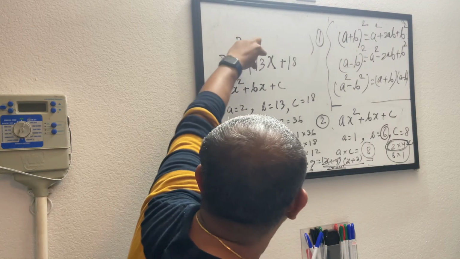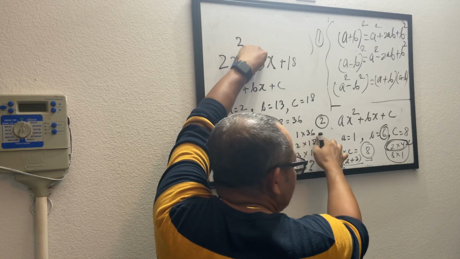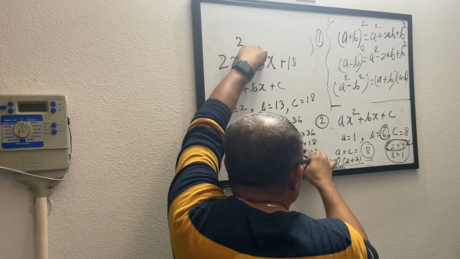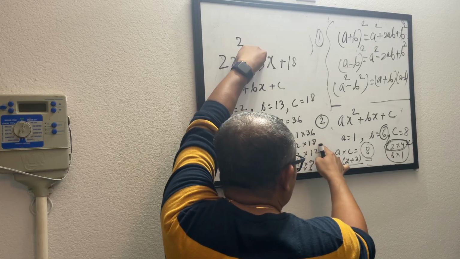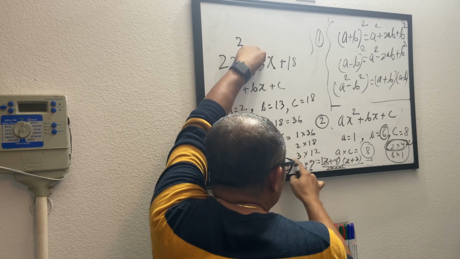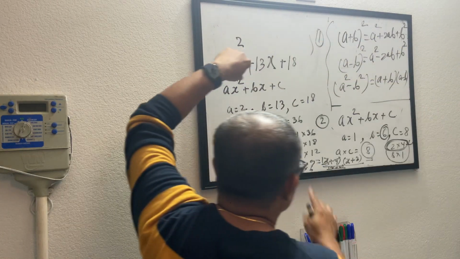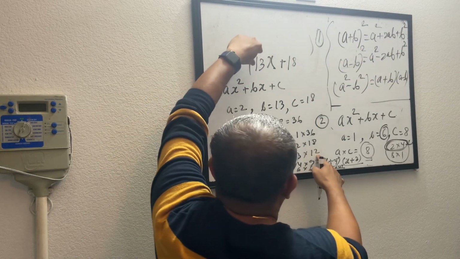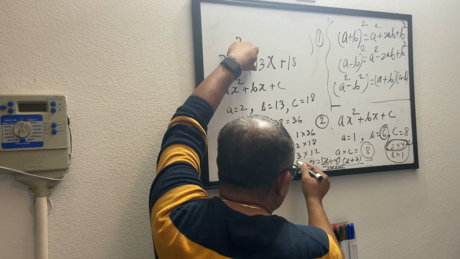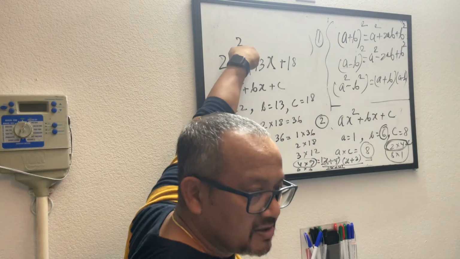I have to get a total of 13. 1 and 36 will never give me 13, be it a plus or minus. 2 and 18 also will give me either 20 or 16. When I add them, I get 20. When I subtract, I get 16. So this is also not working for me. 12 plus 3 gives me a 15. Or 12 minus 3 gives me a 9. So that is also not working. How about this guy? 4 plus 9. 4 plus 9 is 13. Bingo. We got what we wanted.